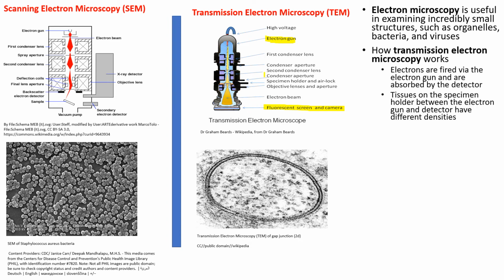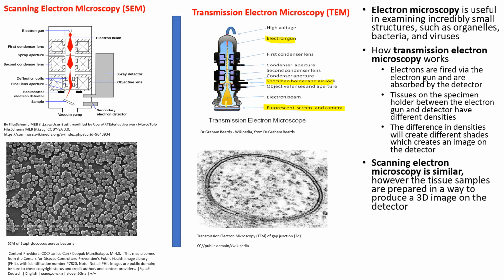Between the electron gun and the detector, we have the specimen or the tissue that we're trying to examine. What ends up happening is that the tissue is composed of components that have different densities. These changes in densities mean different amounts of electrons ultimately reach the detector, and the detector is what gives us this picture. So the difference in densities creates these shadows that allow us to get pictures on transmission electron microscopy.